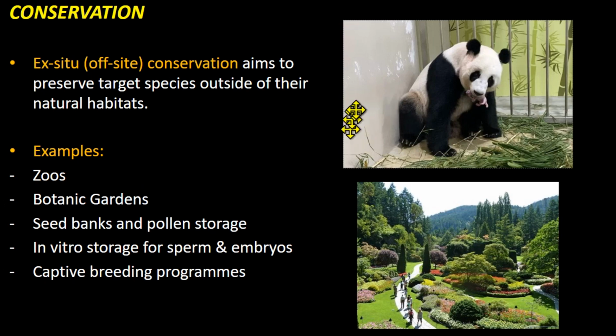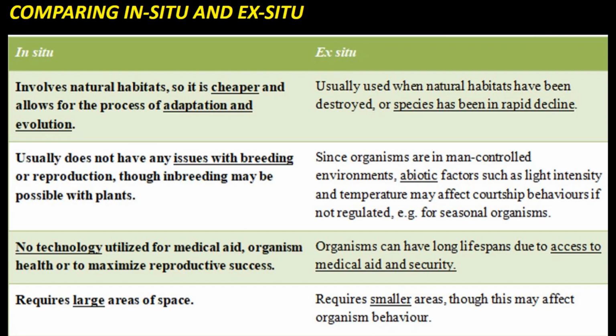Ex situ or off-site conservation aims to preserve target species outside of their natural habitats. Examples of this would be zoos, botanic gardens, seed banks and pollen storage for plants that are in endangered areas, in vitro storage for sperm and embryos, and captive breeding programs, for example for panda bears, so that they can replenish their population numbers. Here I have a table that is comparing the in situ and ex situ types of conservation. Feel free to pause the video and give it a read.